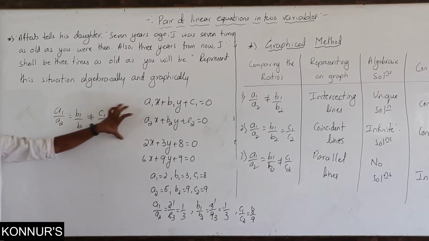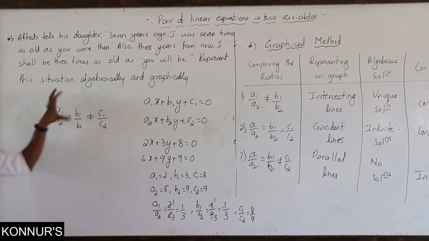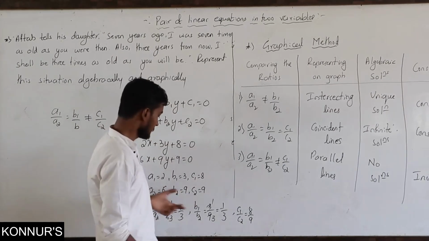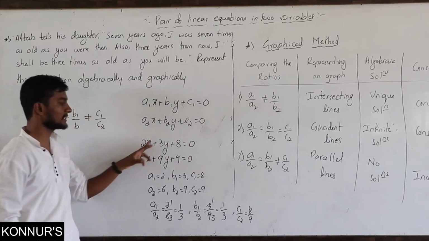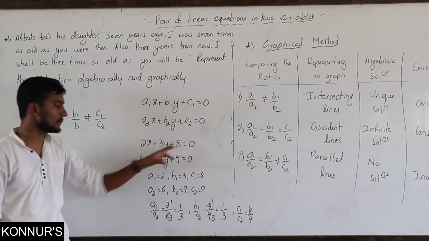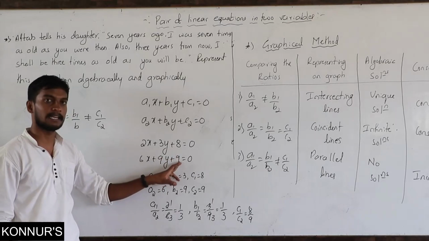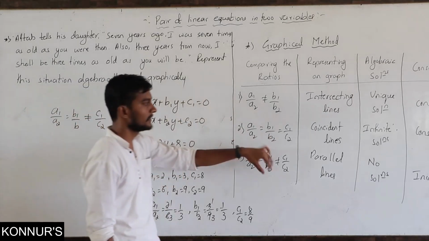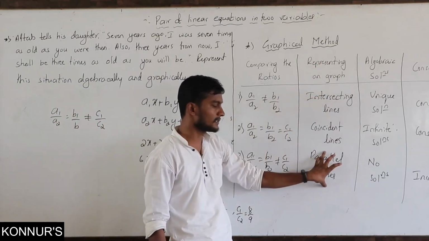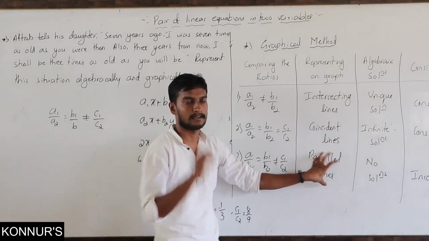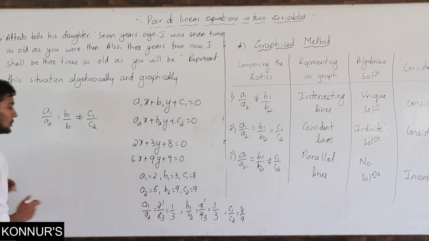If this ratio condition is satisfied, then if you represent these linear equations, 2x plus 3y plus 8 is equal to 0 and 6x plus 9y plus 9 is equal to 0, on the graph, you are getting lines to be parallel. The two lines, they are parallel to each other.